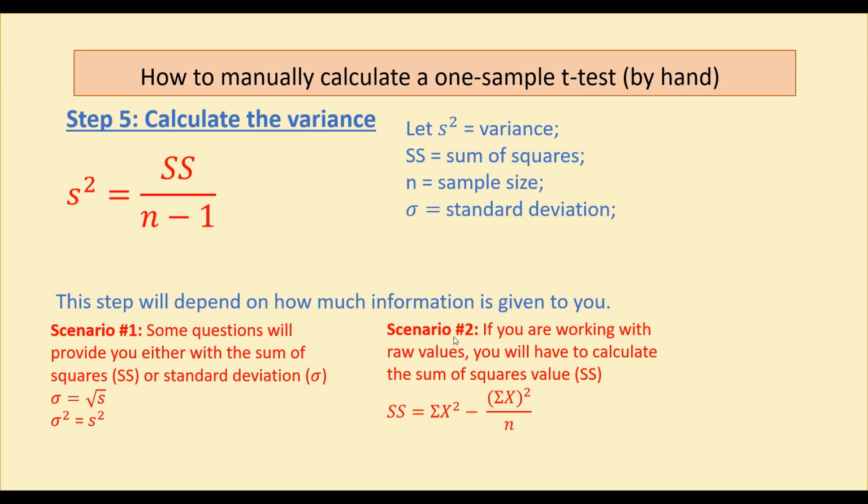The second scenario, and if you're working with raw values, this is most likely where you're going to fall in line. You'll actually have to calculate the sum of squares. I'm not going to cover how to calculate the sum of squares within this tutorial, but it is something that you'll be expected to do if you're working with raw values. You're going to have to create a summation score, and you're going to have to divide them in order to get that sum of squares.